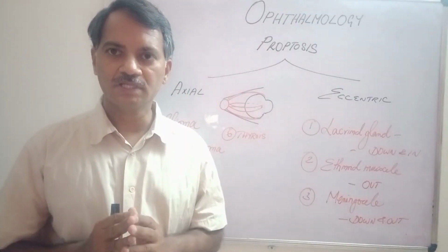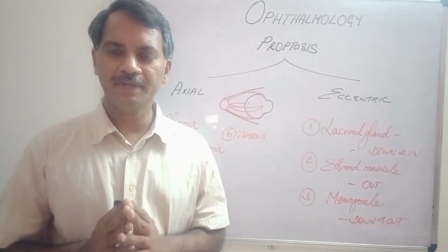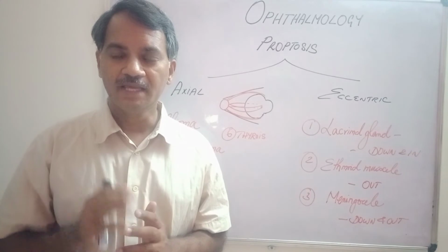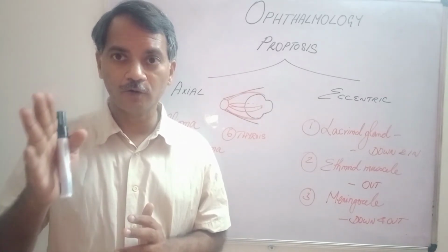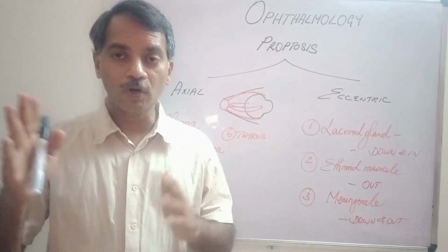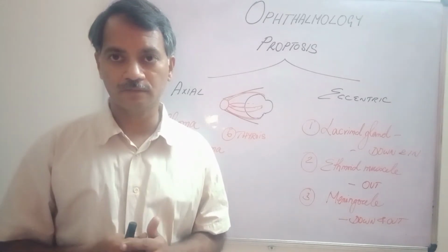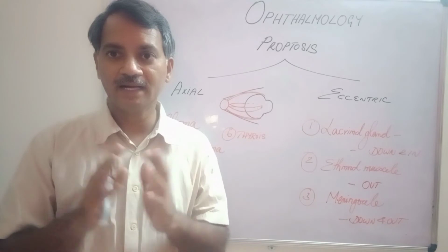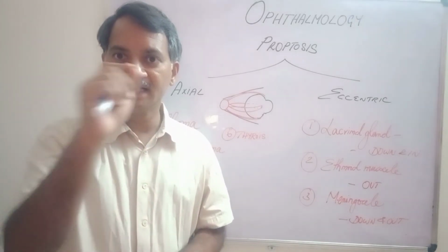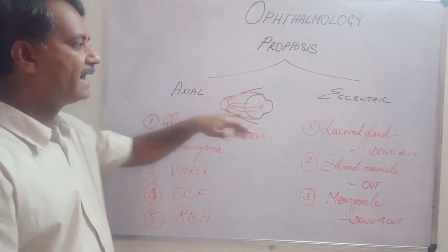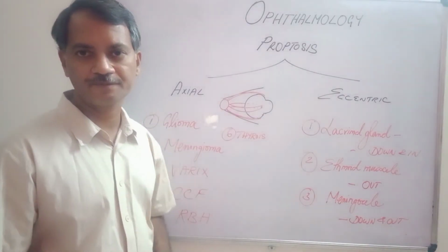In proptosis, the eyeball may be displaced directly forwards, or it may be displaced forwards and in one of the directions like out, in, up or down. Based on that displacement, we classify proptosis as axial proptosis and eccentric proptosis.